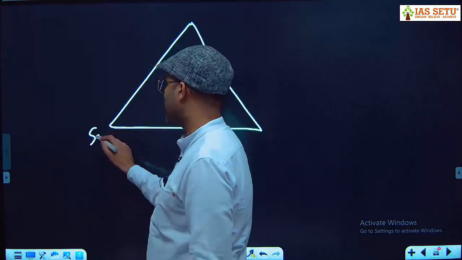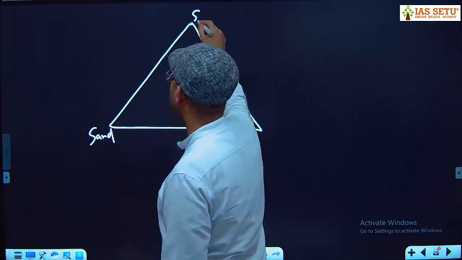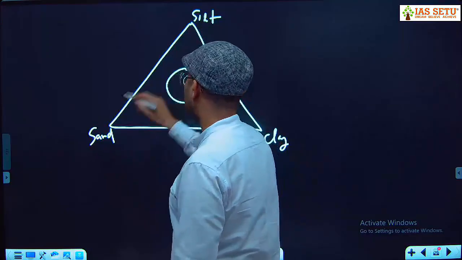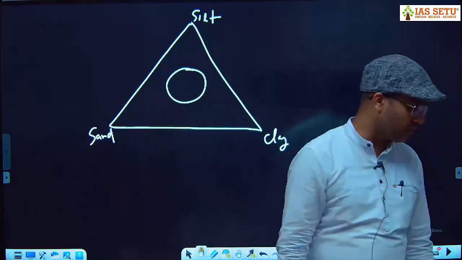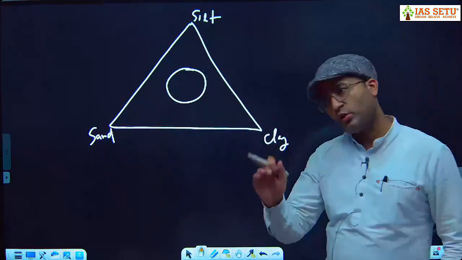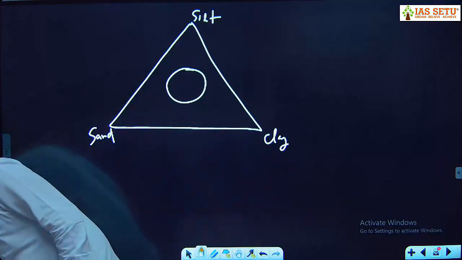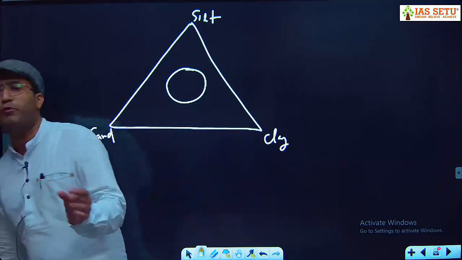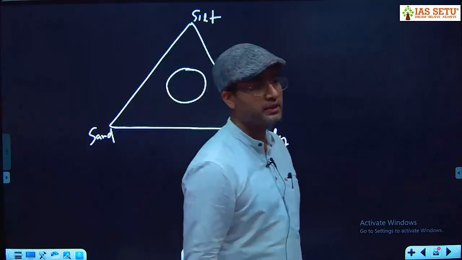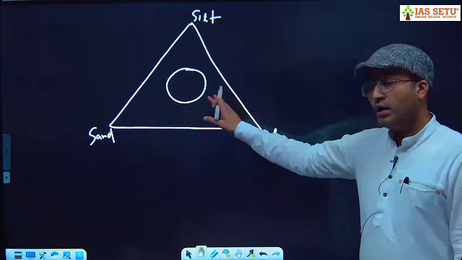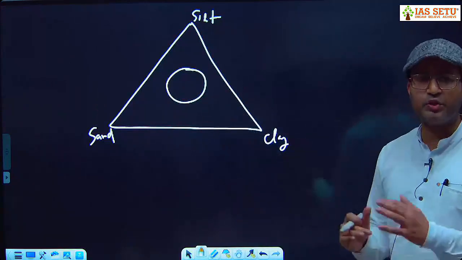Here sand, here we take silt, here we take clay. Loamy soil is considered to be good for agriculture because it has all 3. इसके अंदर तीनों होते हैं, sand, silt, clay. I'm not able to remember exactly, 40%, 40%, 20% is the composition. वो चेक कर लेना. So loamy soil जिसमें तीनों.